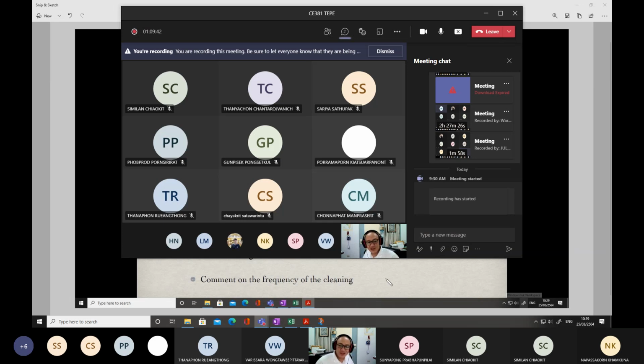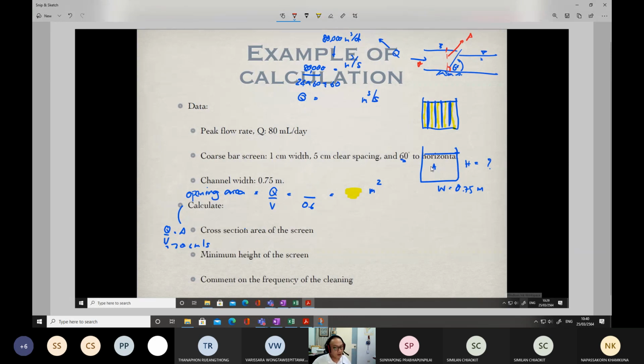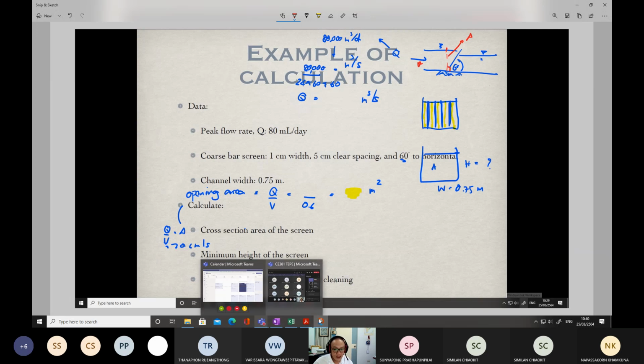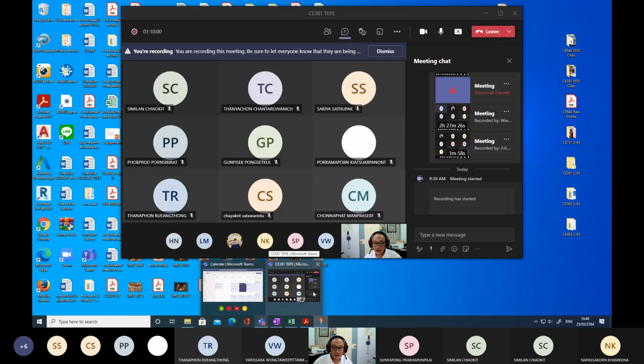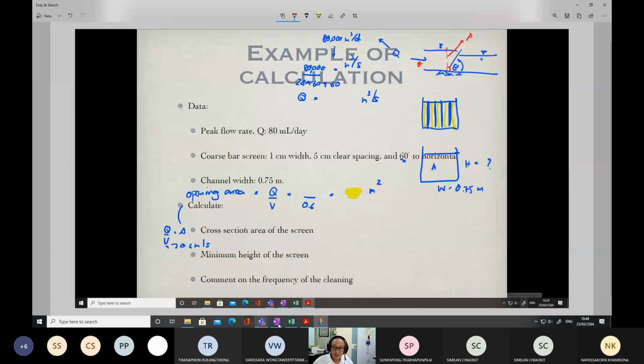So just come to this question. Do you have any idea how we can determine the actual area based on the problem that I have just introduced? How do we determine this area?